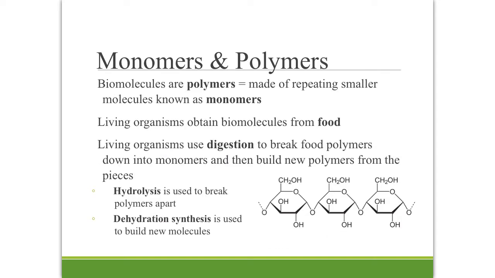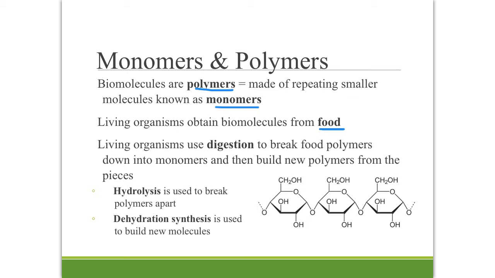Biological molecules or biomolecules are polymers. They are made up of repeating smaller molecules that are known as monomers. So each of these individual biomolecules has its own unique monomer. Living organisms get their biomolecules from the food that they eat, or in the case of things like photosynthetic plants, they produce some of that food themselves.